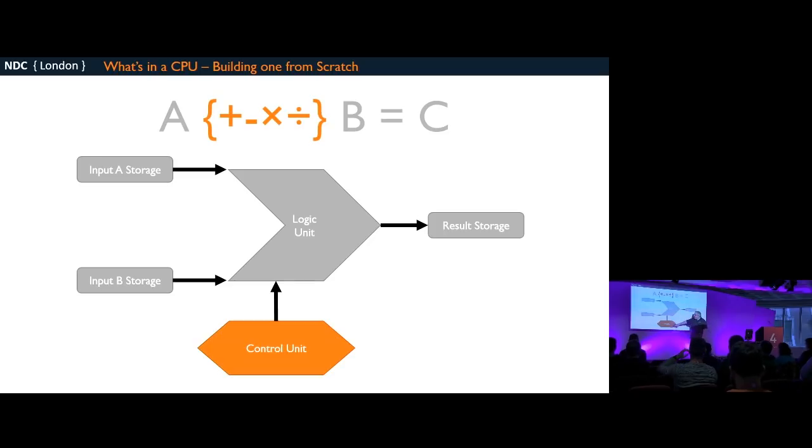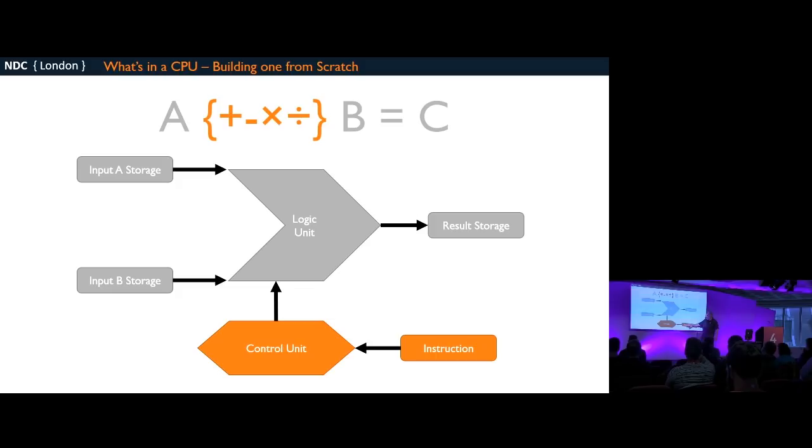So that means I need something to tell it which one I want, and it needs to be able to actually do that thing. And for me to have something, a control unit, to tell it what to do, I need to have some way of telling that thing which one I meant. So something like an instruction that would say, hey, in this case, I mean divide, or in this case, I mean multiply. So not much more complicated, a little bit more complicated.